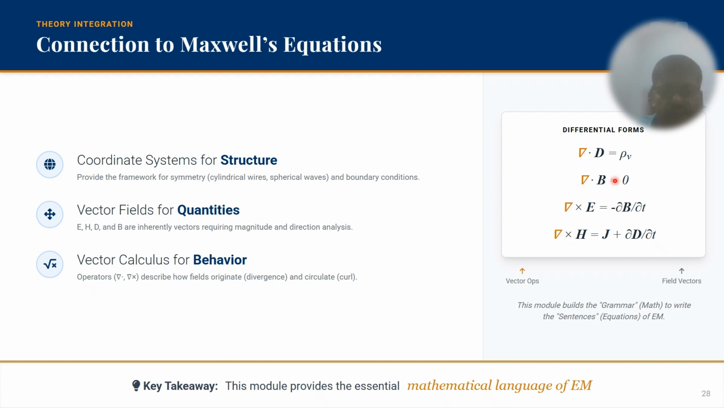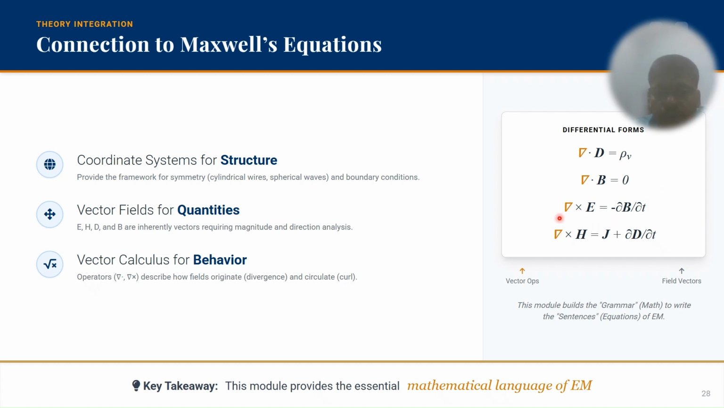Now, how it is connected: as already mentioned, del dot D equals rho V. It is the very well-known Gauss's law. Del dot B equals 0. We know that magnetic field lines cannot be separated. Therefore, through any surface, the number of field lines going into the surface is equal to the number going out of the surface. So that's why del dot B equals 0, meaning magnetic monopoles cannot exist.